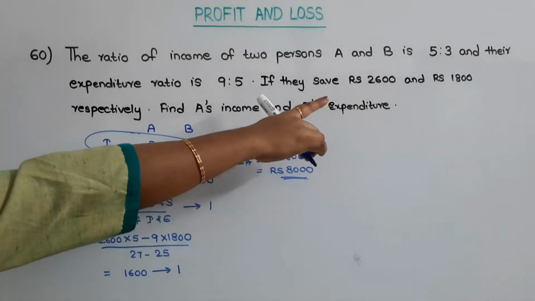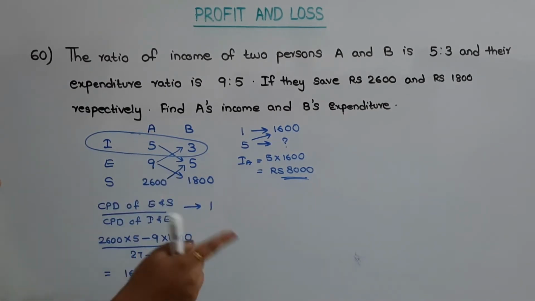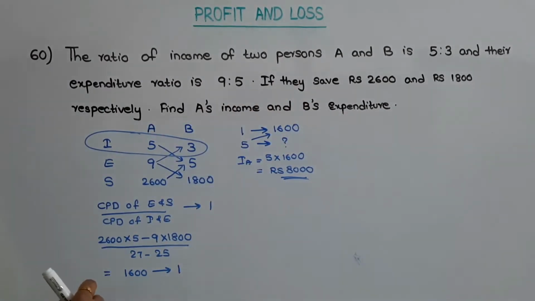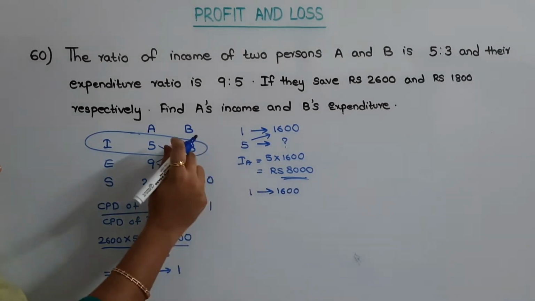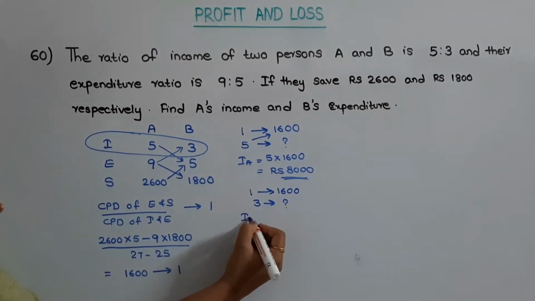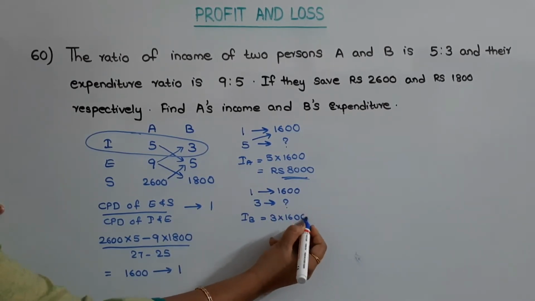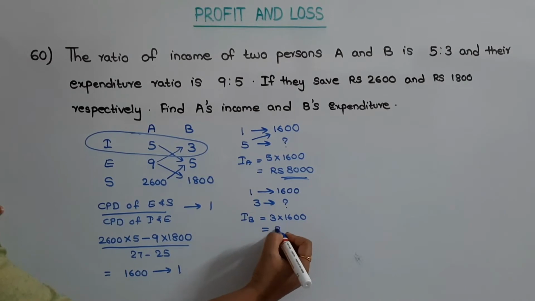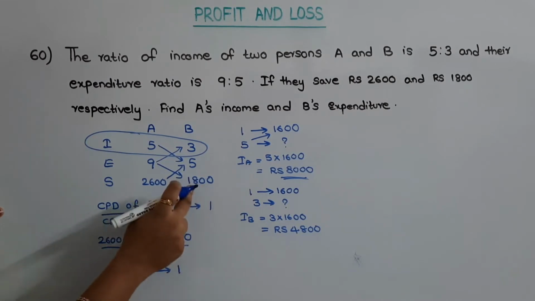Now we need to find out the expenditure of B. They have given the savings of B as 1800. So if we find out income of B, we can find out the expenditure of B. So let us first find out income of B. If 1 can be written as 1600, how can we write this 3? Income of B will be equal to 3 into 1600. On finding this, we will get it as rupees 4800.